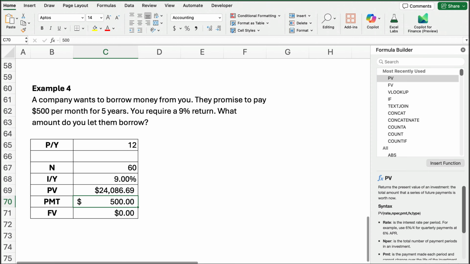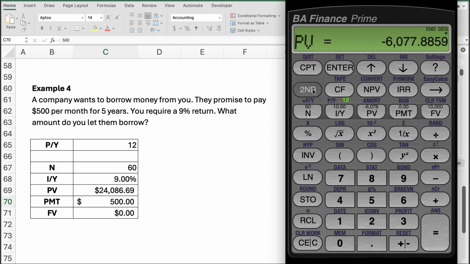Okay, let's do it on the calculator. How would you enter this on the calculator? We need to do the second function, periods per year, 12 periods per year. And we'll do 60 months as N. 9% is the interest. We'll take $500 every month, and we're assuming they pay at the very end of the month. And then 0 is the future value. So we're going to compute present value. We get $24,086. It's negative because we put the payments in as positive.